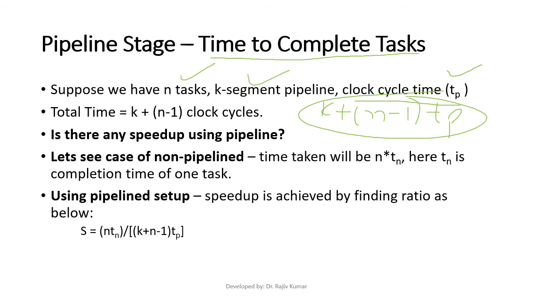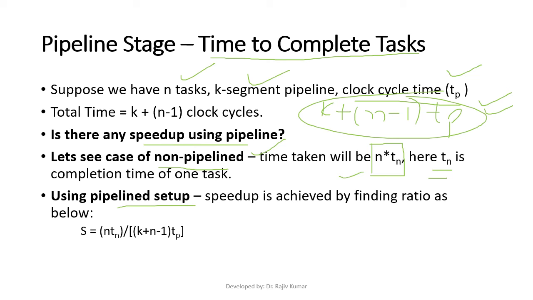Is there any real speed up? Let's see that. For that, we first check the non-pipeline and then the pipeline setup. If we consider the non-pipelined environment and say Tn is the time taken for one task and there are total n tasks, then the time taken will be n times Tn in the non-pipelined environment. For the pipelined environment, we have already seen the time taken. So is there any speed up?